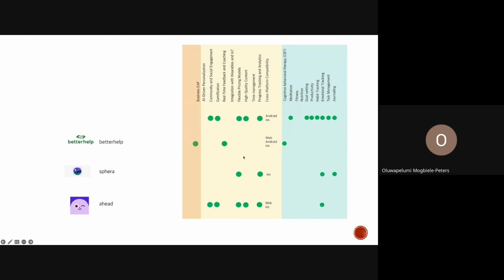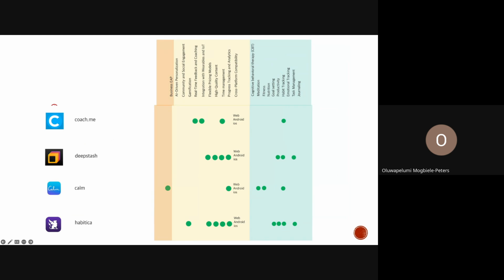The first thing we saw, every one of them, they either have a business EAP and they're on web, Android, iOS. We did not have that one. So those are the first things we created. We created a business EAP and we added the web version. If you check the trend, none of them has all of that complete, except Calm. Yeah, Calm has that. And people were using Calm.